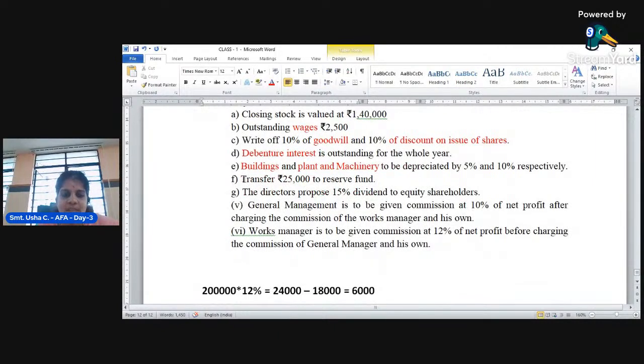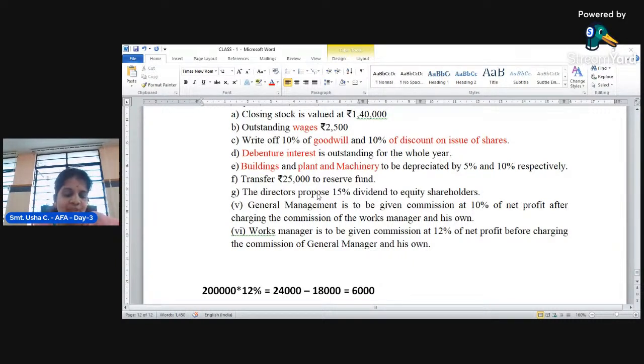Next, transfer to reserve fund. Transfer to what? Transfer to reserve fund. So this reserve fund is to be transferred. Where shall this item be taken? Two times we have to take this item, right? Yes, this amount of 25,000 rupees of reserve fund being a reserve amount, one item will be shown under reserves and surplus of the balance sheet.